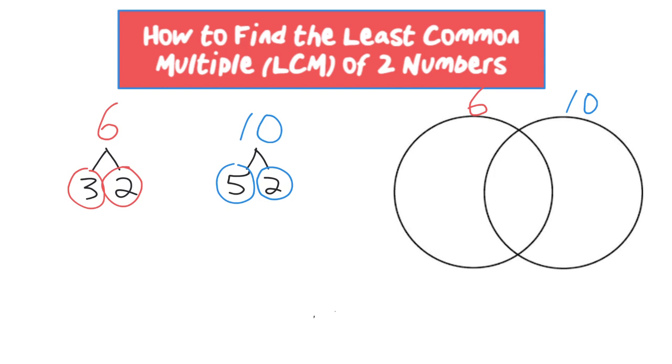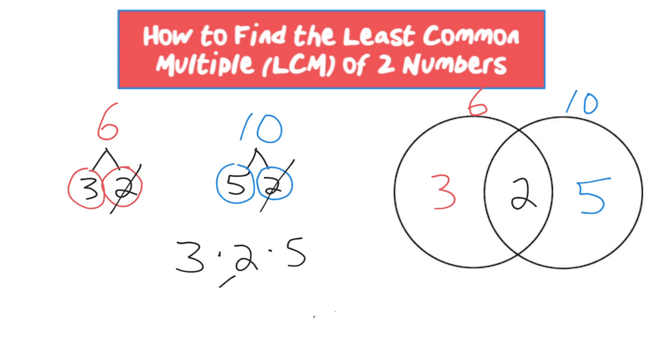All right. And so what factors do they share? Well, 6 has a factor of 2 and 10 has a factor of 2. And so I'm going to put that factor of 2 in the middle of our Venn diagram. And then what factor does 6 have by itself? That goes here, 3 on the 6 side. And then what factor does 10 have by itself? That's a factor of 5, and that goes on this side. And then again, we just want to multiply across. So 3 times 2 times 5 to find our least common multiple. We know that 3 times 2 is 6. And 6 times 5 equals 30. All right. And so the least common multiple between 6 and 10 is 30.